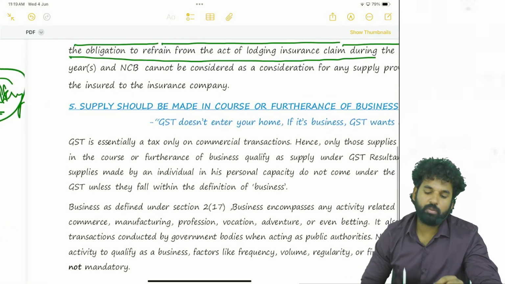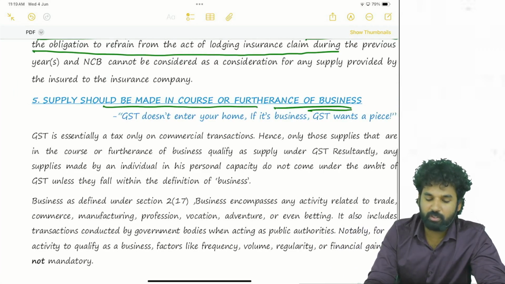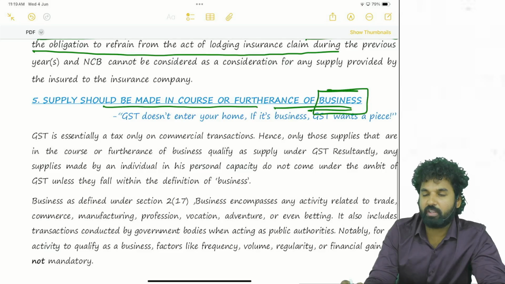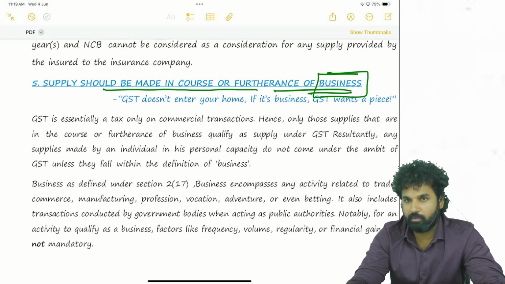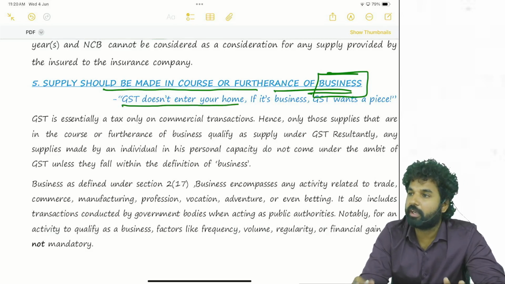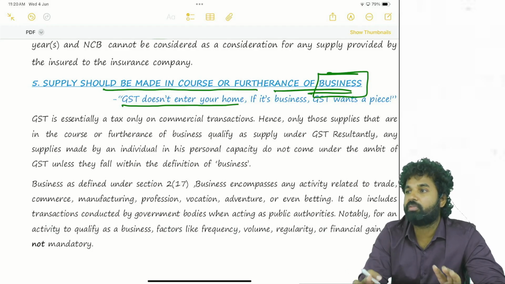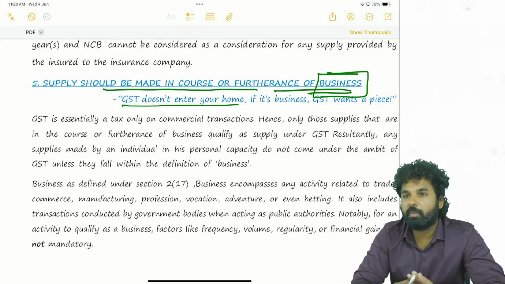Right. Now, supply should be made in the course or furtherance of business. Business shall be present for a transaction to be a supply. That is what Section 7, subsection 1, clause A is telling. So here GST doesn't enter your home. That means if you are doing a transaction at your home and the transaction is not in the nature of business, there is no business involved in it, then there will not be any GST.